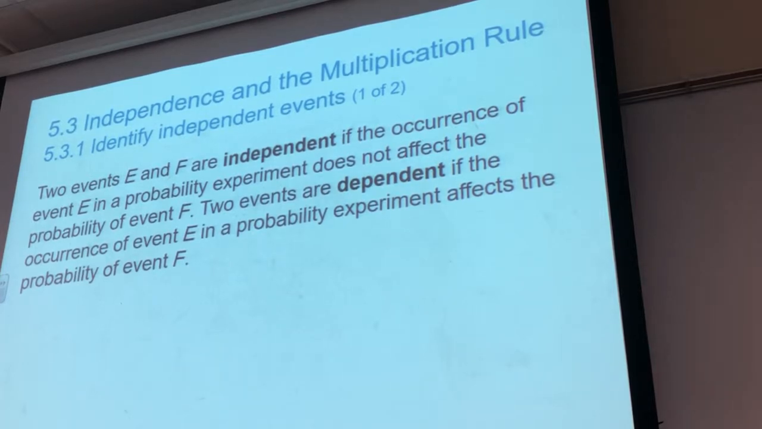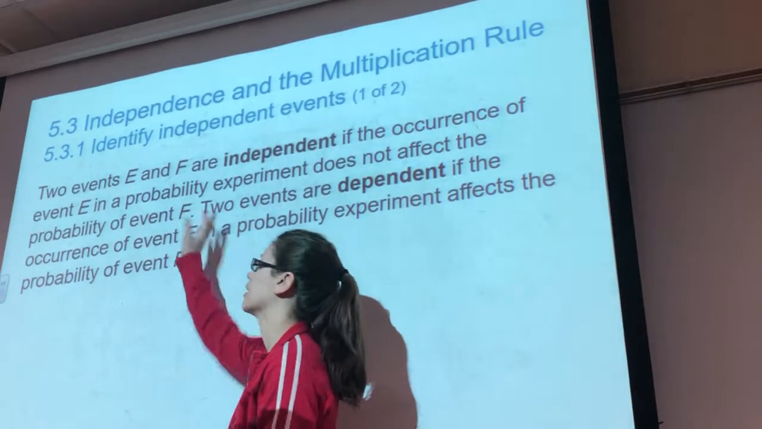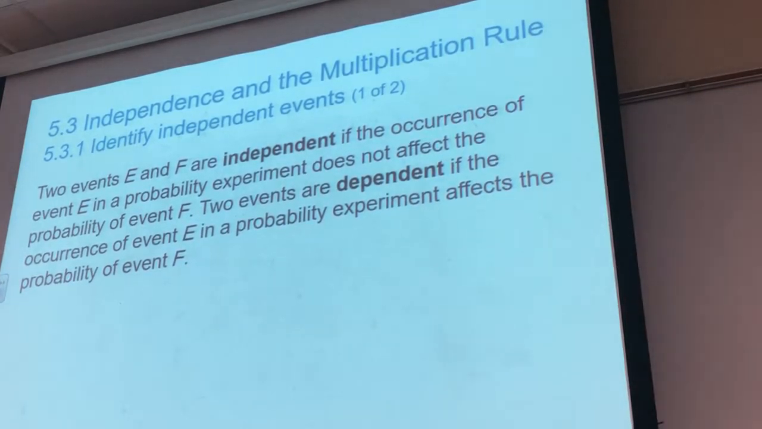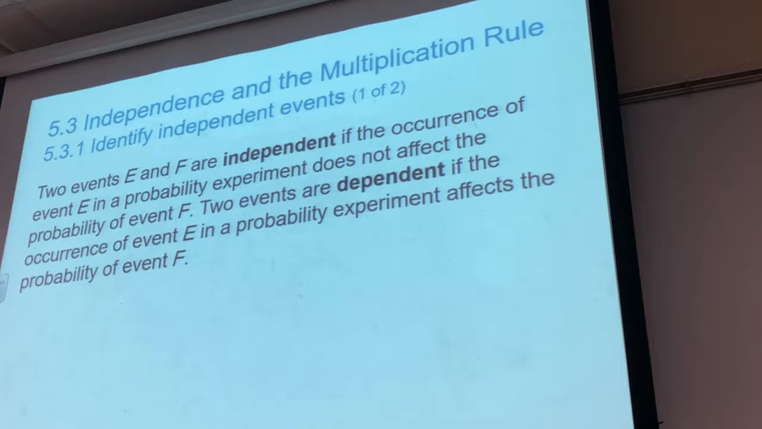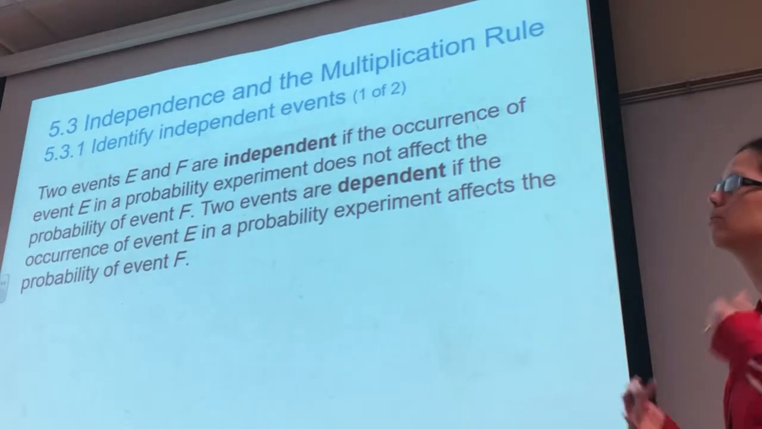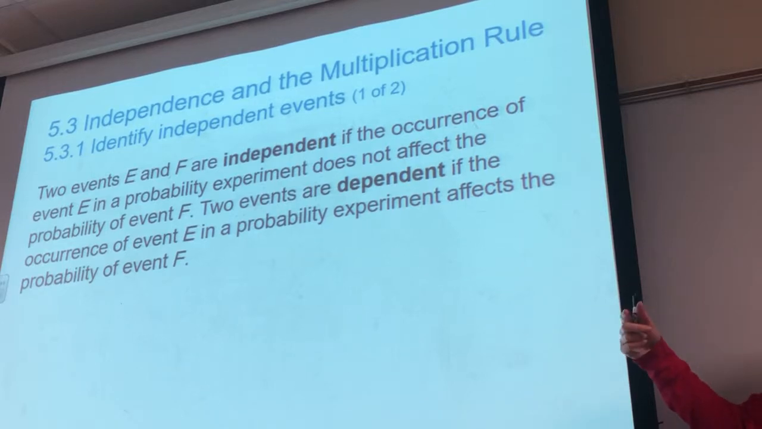But two events are independent if something is in event E, it doesn't affect the probability of event F happening. So if you're looking at something like rolling a die and flipping a coin, those things are going to be independent because when you flip the coin, it doesn't matter what your outcome was when you roll the die. It's still going to be 50-50.